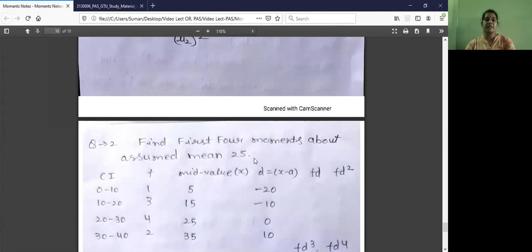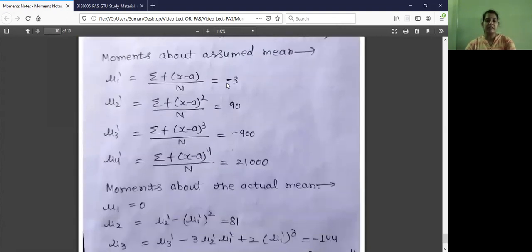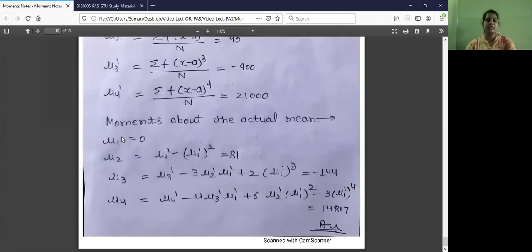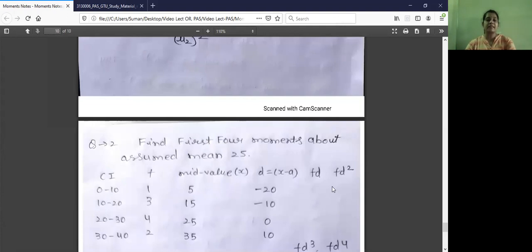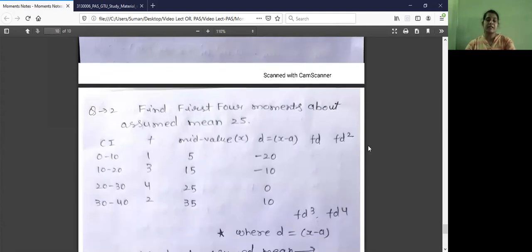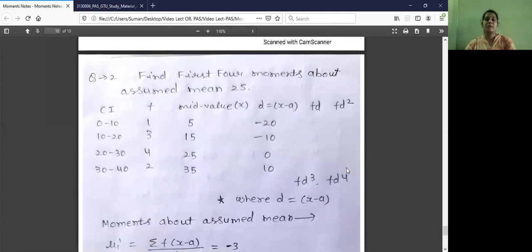For example, if we are given the first four moments about the actual mean also, first we find the assumed mean value, and after that we use the relation between the assumed mean and actual mean. In case you have confusion in these equations, then again we make the table according to our actual mean. Got it? That means x minus x bar whole square, x minus x bar whole cube, and x minus x bar whole raised to the power 4. After that we multiply f.